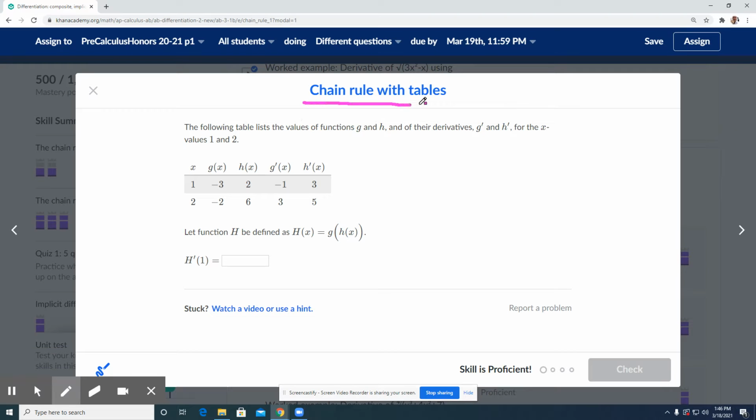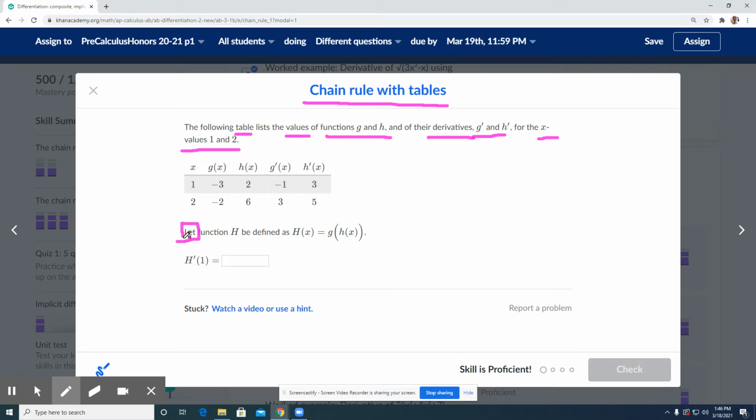We are using the chain rule with tables. The following table lists values of functions g and h and their derivatives g prime and h prime for the x values of 1 and 2. That's what we got here.